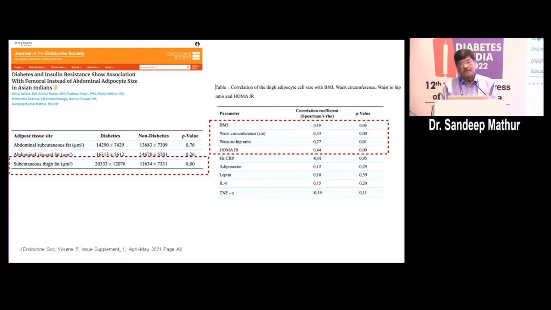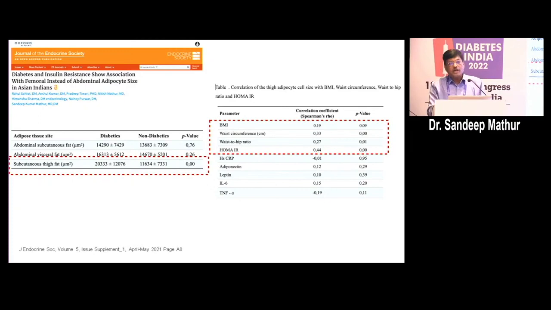What we find is that adipocyte size is the best marker of adipogenesis. Poor adipogenesis, in my opinion, is the main culprit, so I look for adipocyte size. Adipocyte size was higher only in the peripheral subcutaneous fat, not in the abdominal fat, or it was marginally high. So pathology was more in peripheral fat, though there are different cohorts of patients, and not in the abdominal compartment.